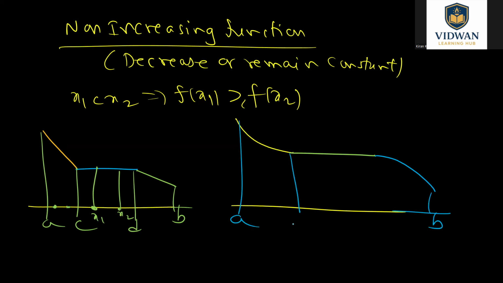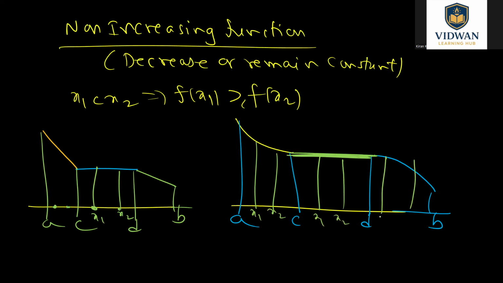So A to C it is strictly decreasing. C to D it is remaining constant. D to B again strictly decreasing. So like this, you can draw several cases. These two are enough. So the second part is remaining constant, so equal to will hold. The other part, greater than will hold. So if I choose x1 and x2 here, greater than will hold. If I choose here, equal to will hold. Similarly, if I choose here, greater than will hold.